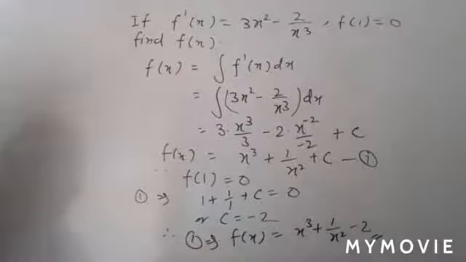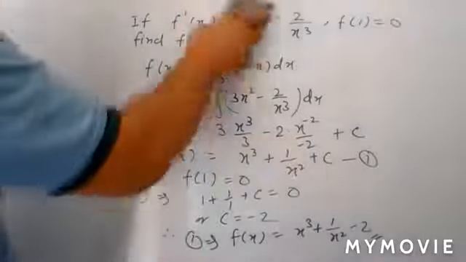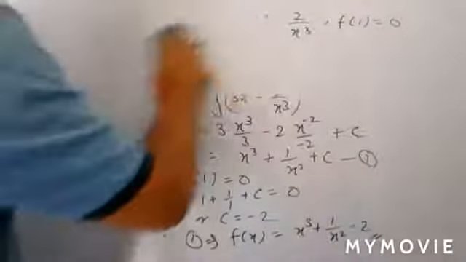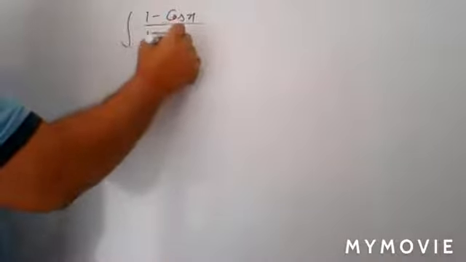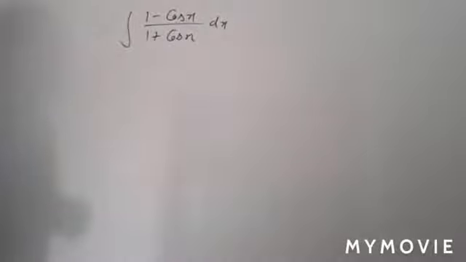Next question. Here you see that your questions are completely based on trigonometric functions. So you write the next question: integration of (1 minus cos x) upon (1 plus cos x) dx. Yeah, this is your question.